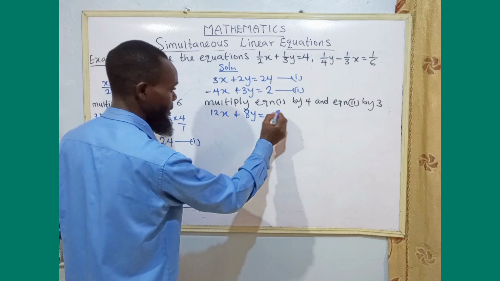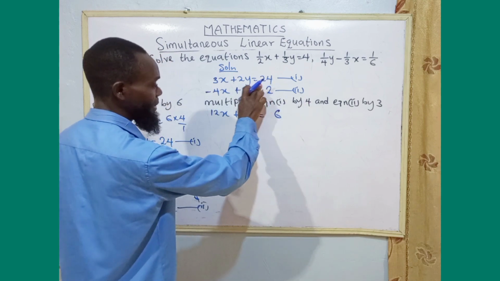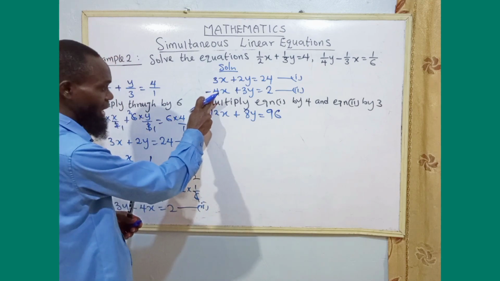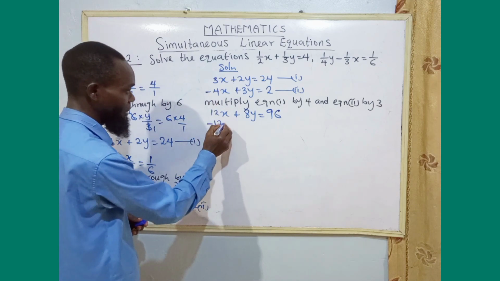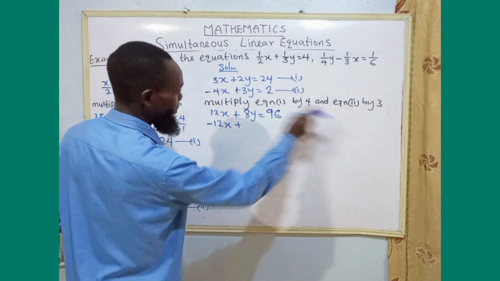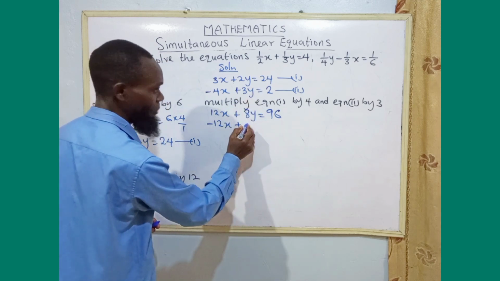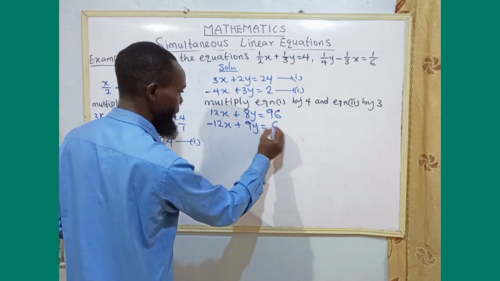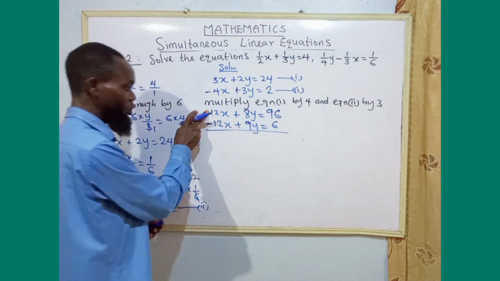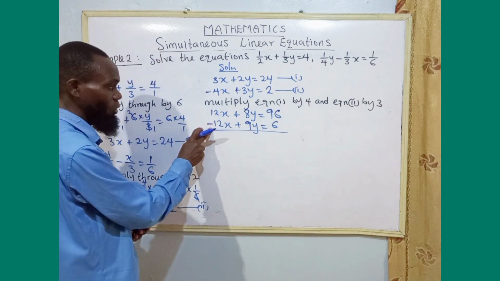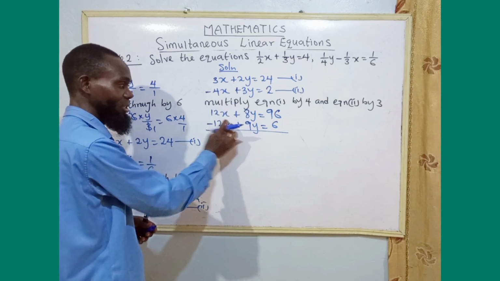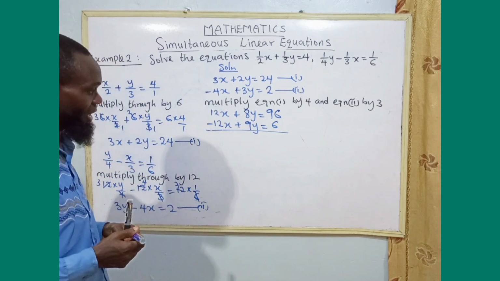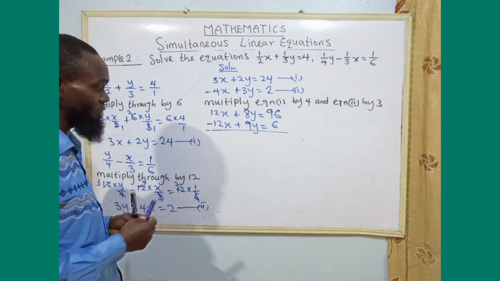Here we have 4 times 24, that is 96. Then 3 multiplied by minus 4x, I have minus 12x, plus 3 multiplied by 3y, I have 9y. That is equal to 3 times 2, I have 6. So this is plus 12 minus 12. So let us neglect this x. I have 12 naira with me, and I'm owing 12 naira. But if you pay 12 out of 12 naira, it remains 0.